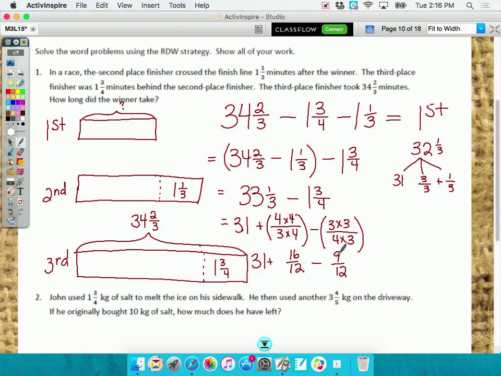So what is 16 minus 9? So 31 and 7/12. So that's the time of the first place finisher. Now I'm going to challenge you just a little bit more. We did the second place one? No, I could, but I want this in minutes and seconds.